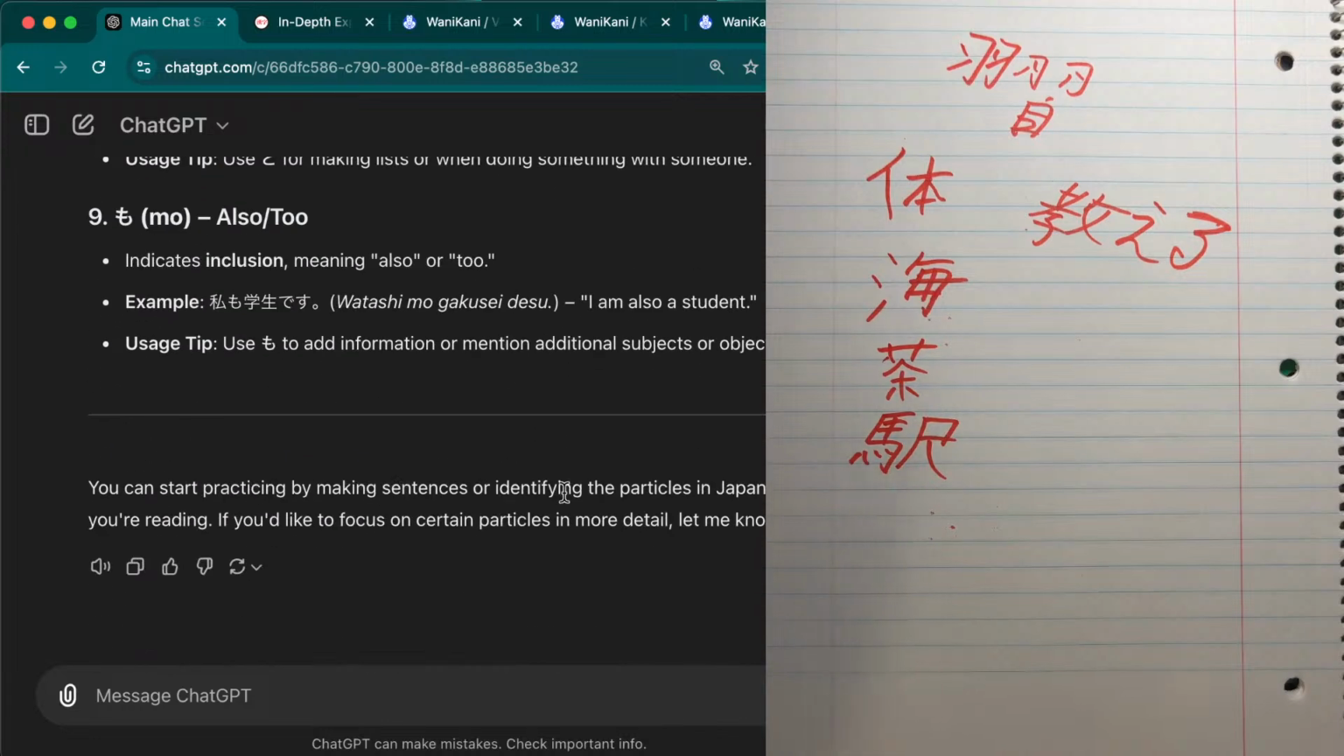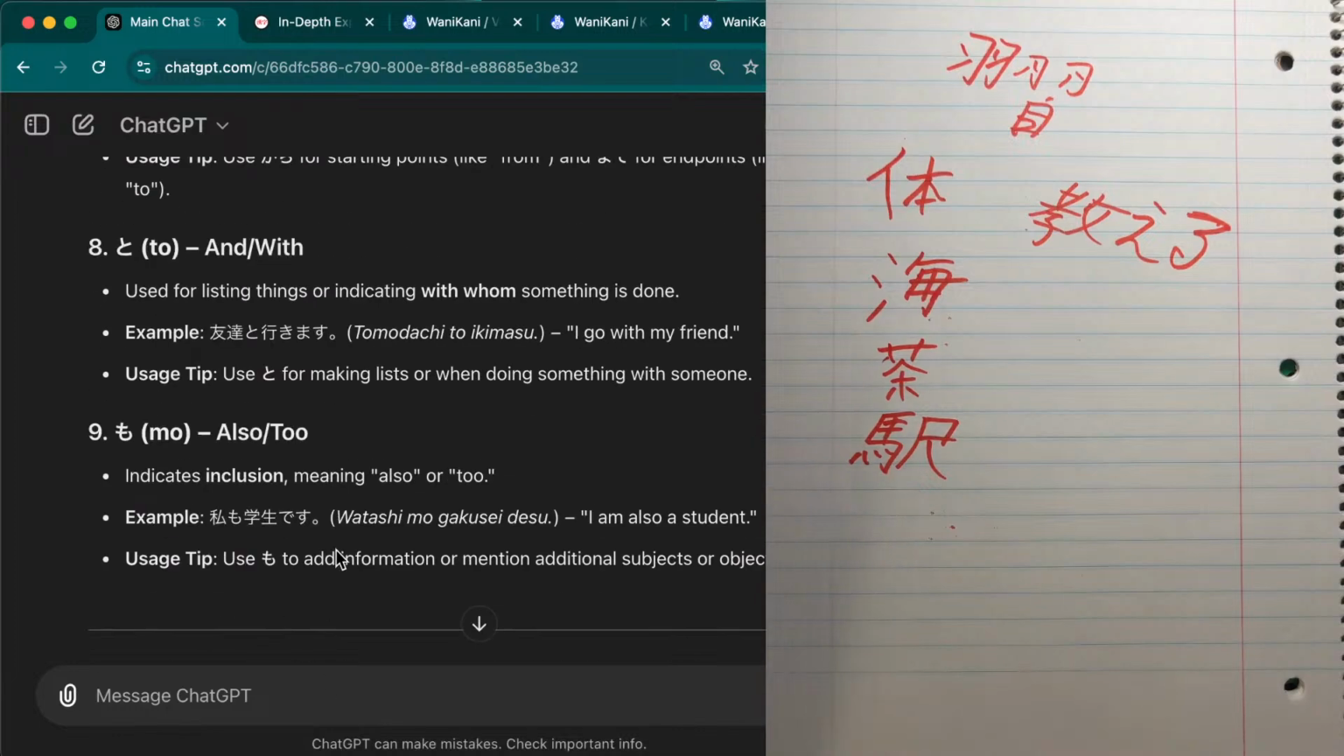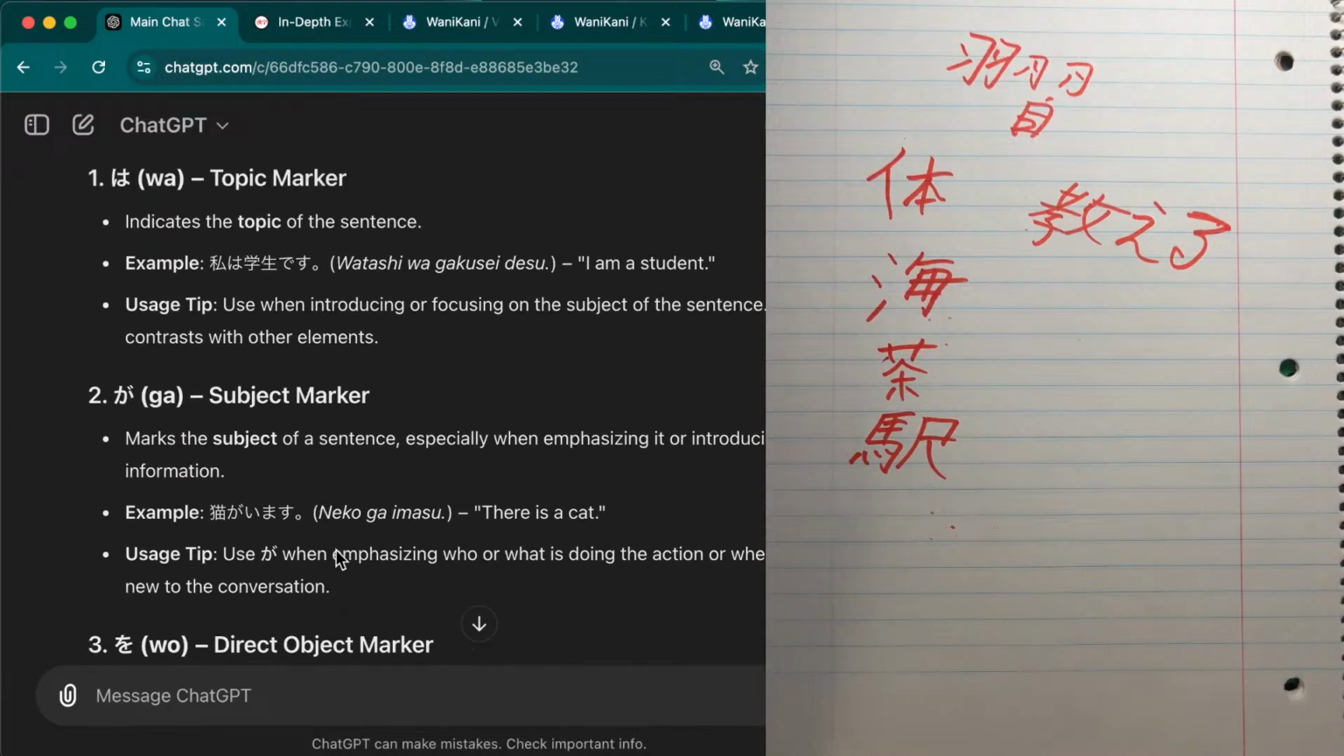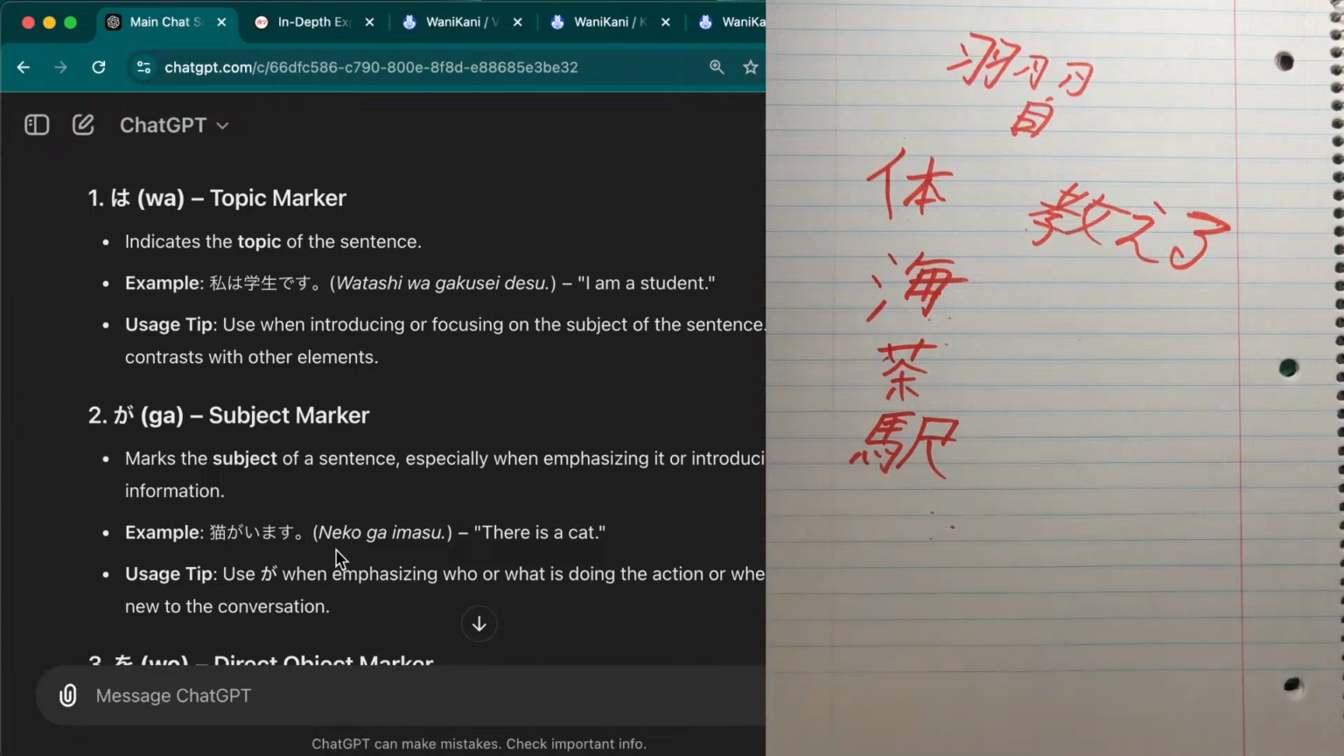Start by practicing making sentences. Okay. Now let's ask some tougher questions. How do you know when to use wa versus ga? Can you give examples?